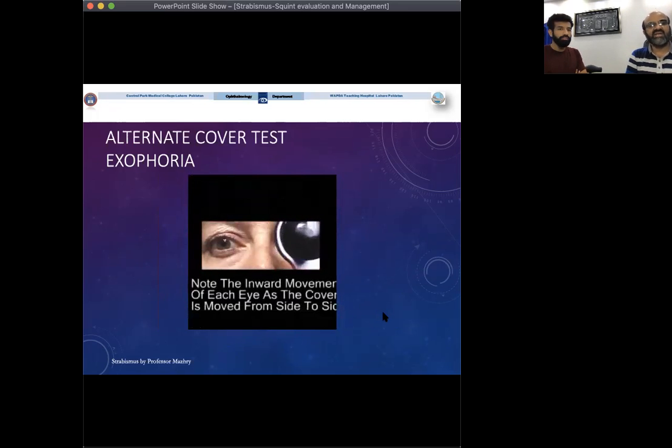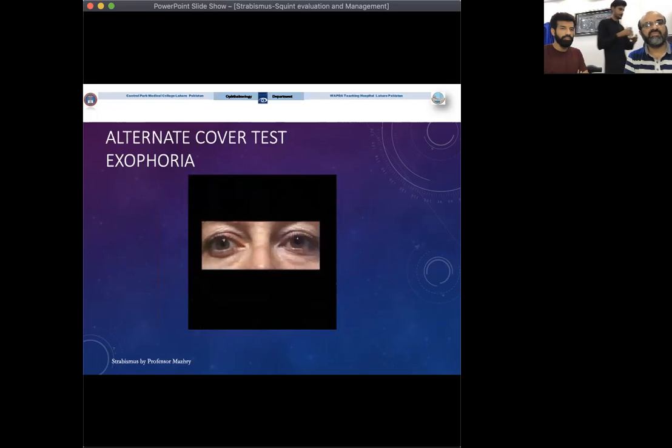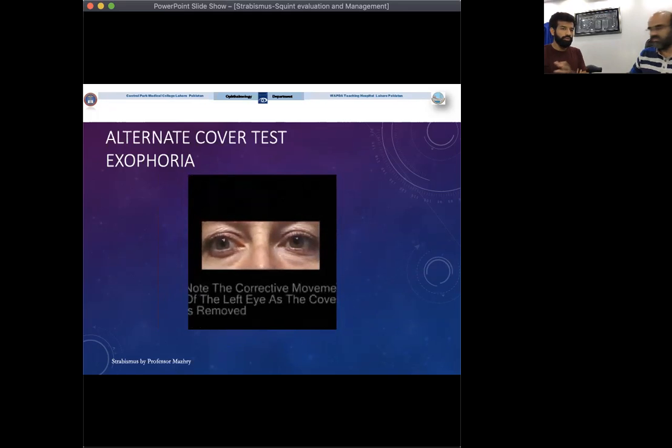You can see it again. Note the inward movement of the eye under cover, and the corrective movement of the right eye. Both of the eyes are moving.